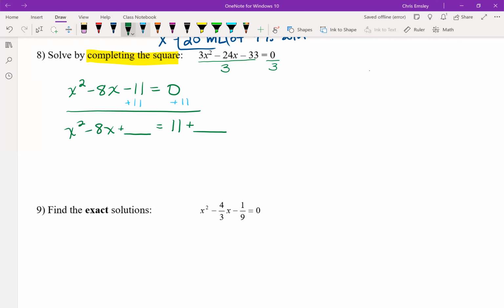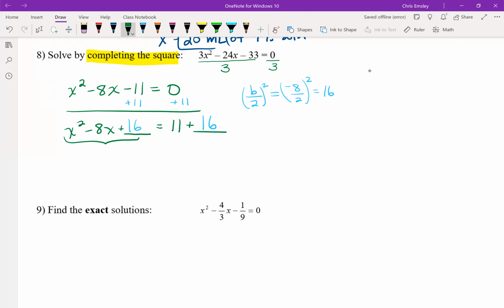When we complete the square, we add a number into this blank that gives us a perfect square trinomial over here on the left. And that value is determined by b over 2 squared. For us, b is negative 8 over 2, which is negative 4, and we square it, and that gives us 16. So that's the number we want to fill in. We're going to add 16 on the left. We got it added on the right too to keep our equation balanced, to keep it equal.